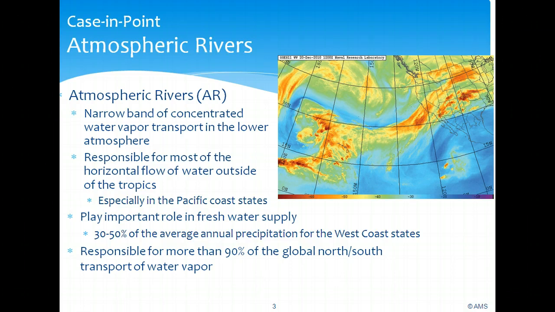Typically, these ARs are centered in the lower troposphere at about 10,000 feet above the Earth's surface. They have a width of about 500 kilometers or about 300 miles and at least 2,000 kilometers or about 1,200 miles long, sometimes winding over entire ocean basins.